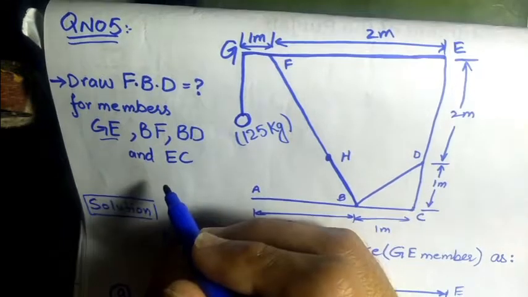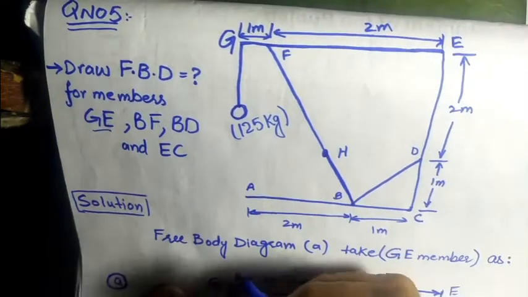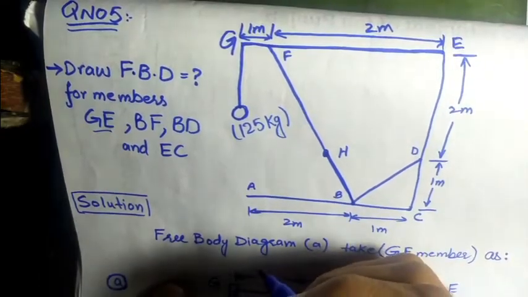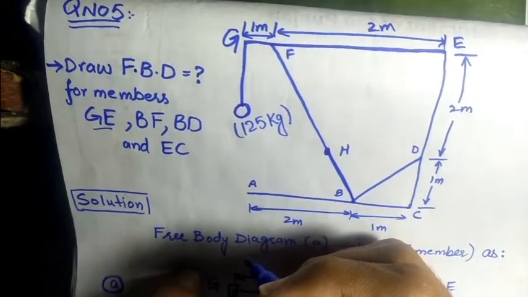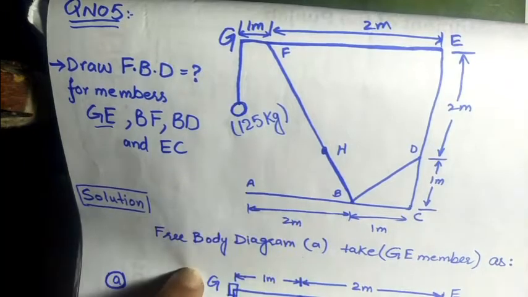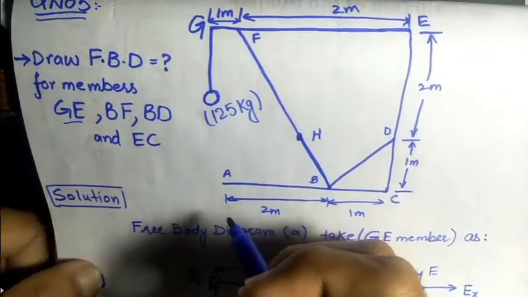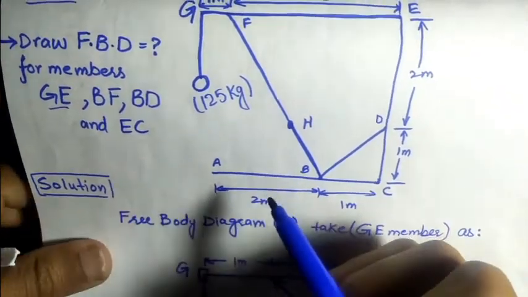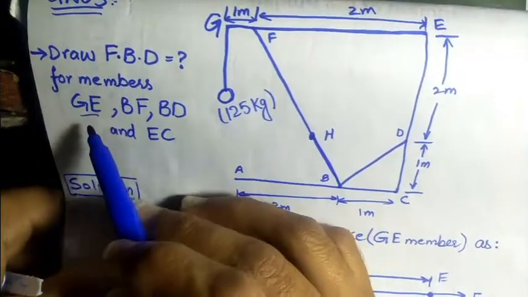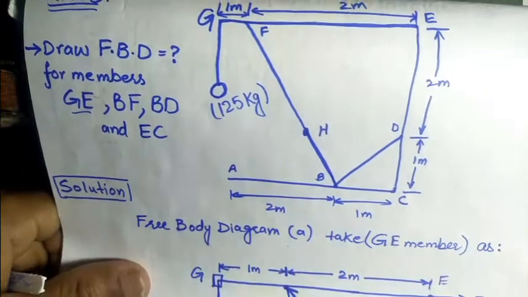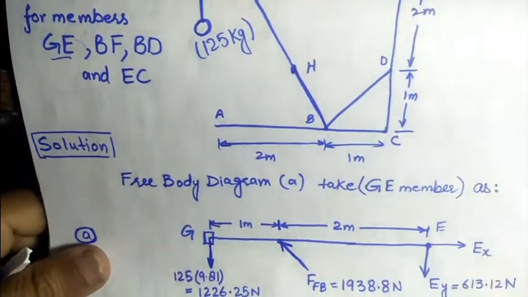So first of all, what is a free body diagram? A free body diagram is a graphical representation used to visualize the applied forces, moments and resulting reactions of any kind of body. This type of graphical representation is called the free body diagram of a body, a structure or a member. Now we have to calculate this free body diagram for these members. So let's start our question.